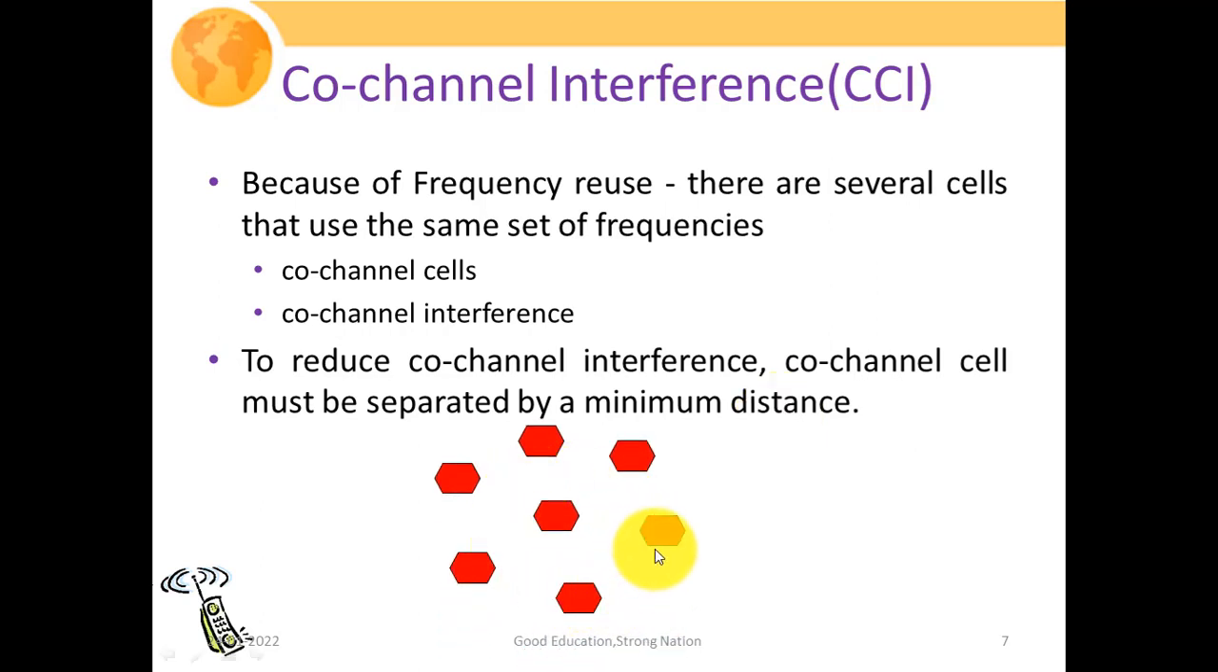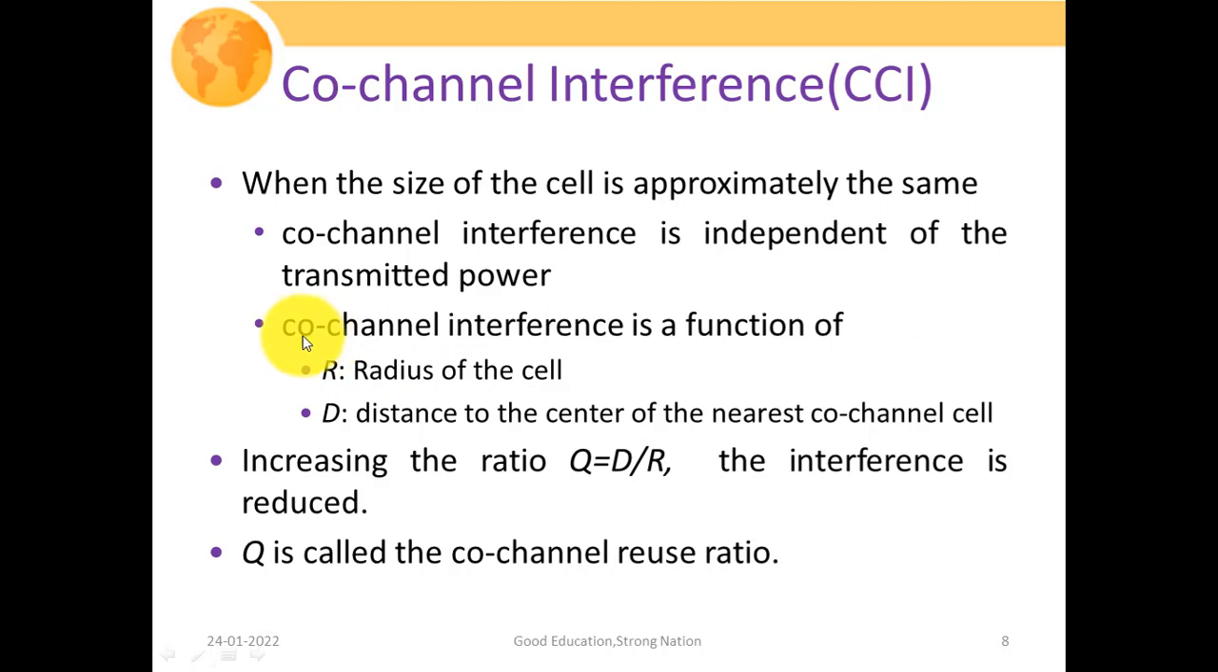So here this particular figure is showing the co-channel cells which have the same frequency band for operation, and D1, D2, D3, D4, D5, D6 represent the co-channel distances. If we want to contain that co-channel interference, then we must increase these co-channel distances. When the size of the cell is approximately the same, then the co-channel interference is independent of the transmitted power. Here what I wanted to say is, if all the cells have the same size, then co-channel interference becomes independent of the transmitted power.